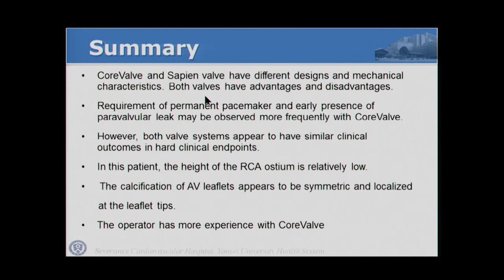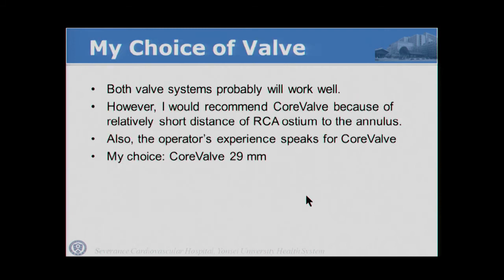In this patient, the height of the right coronary ostium is relatively low, and the calcification of the AV leaflets appears to be symmetric and localized at the leaflet tips. The operator has more experience with CoreValve. My choice of valve: I think both valve systems probably work well. However, I would recommend CoreValve because of the relatively short distance of the right coronary ostium to the annulus, and also the operator experience speaks for CoreValve. So my choice is a 29 millimeter CoreValve by transfemoral approach.